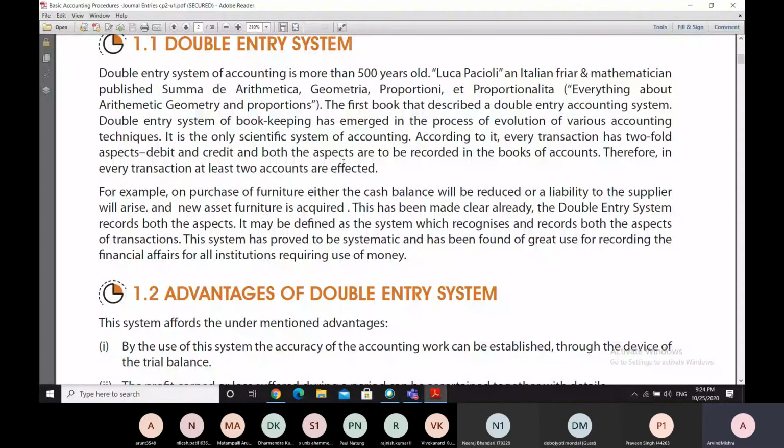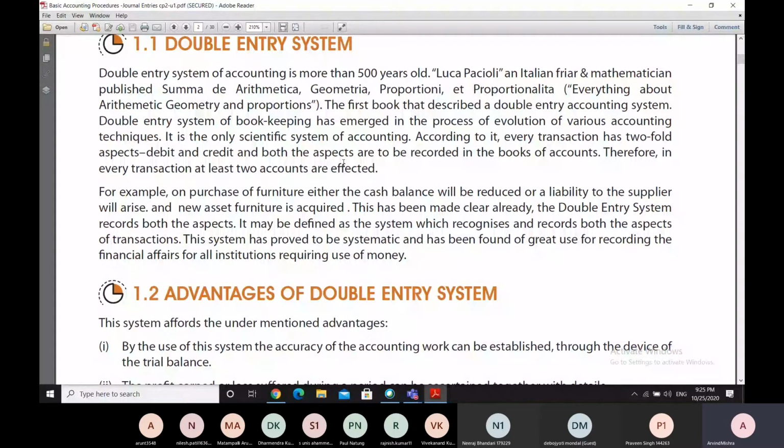One is the furniture account or the asset account called furniture, and the other one will be either the cash or the supplier account. If we purchase it with cash, then the cash account will be affected. If we purchase it on credit, then supplier account would be affected. So therefore, the double entry system records both aspects, debit as well as credit. It can be defined as a system which recognizes and records both debit and credit aspects of the transactions.